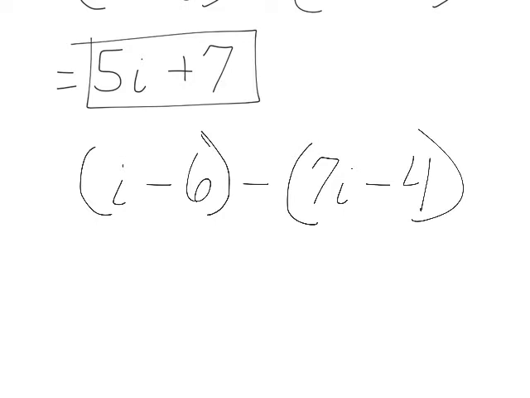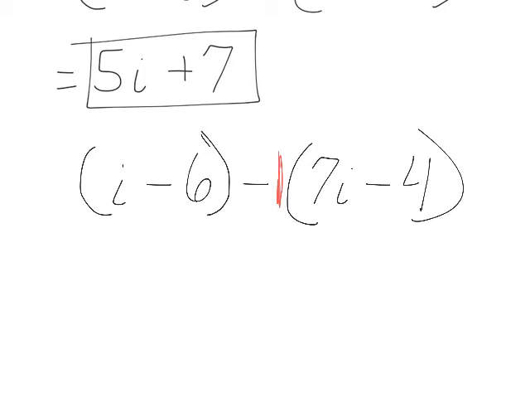All right, we're going to work through i minus 6 minus 7i minus 4. And notice that we have sort of a distributive property situation here. You could actually make this a -1 as the coefficient on that second parenthesis. So you can go about this a couple of different ways.